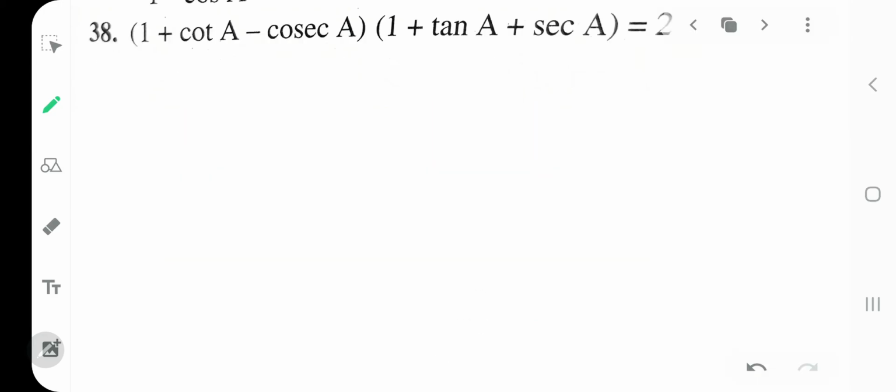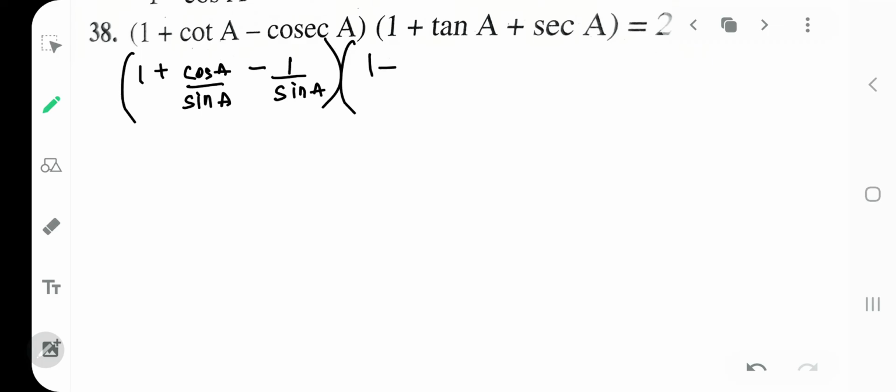Next we have problem number 38. On my left hand side, I'll prefer it is 1 plus cot A. So cot A, can I write it cos A upon sin A? And I have minus cosec A, I will write it 1 upon sin A. And here also 1 plus I have tan A, so I will write it sin A upon cos A. Plus I have sec A, so I will write it 1 upon cos A. And this entire after calculation, my answer should be 2.